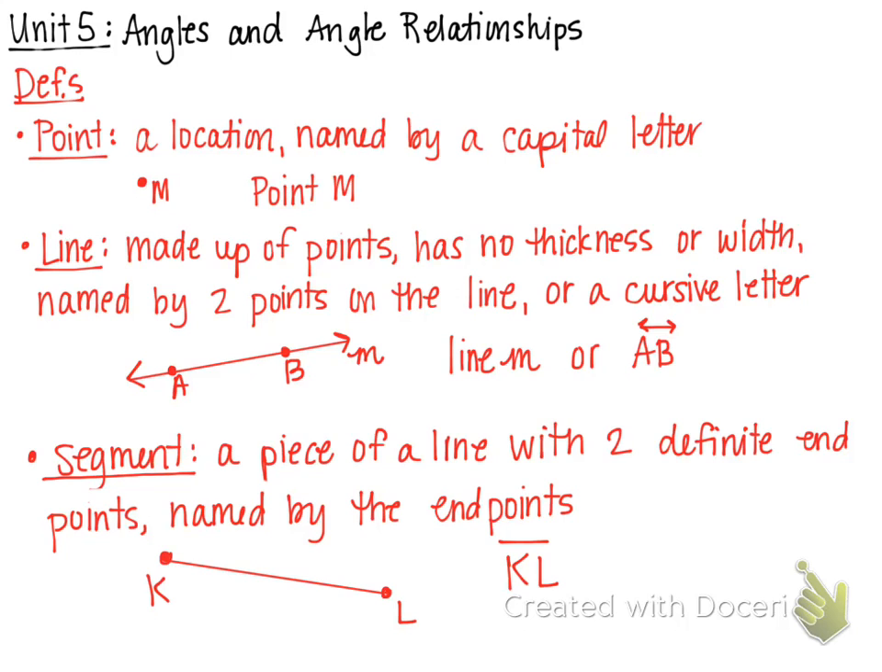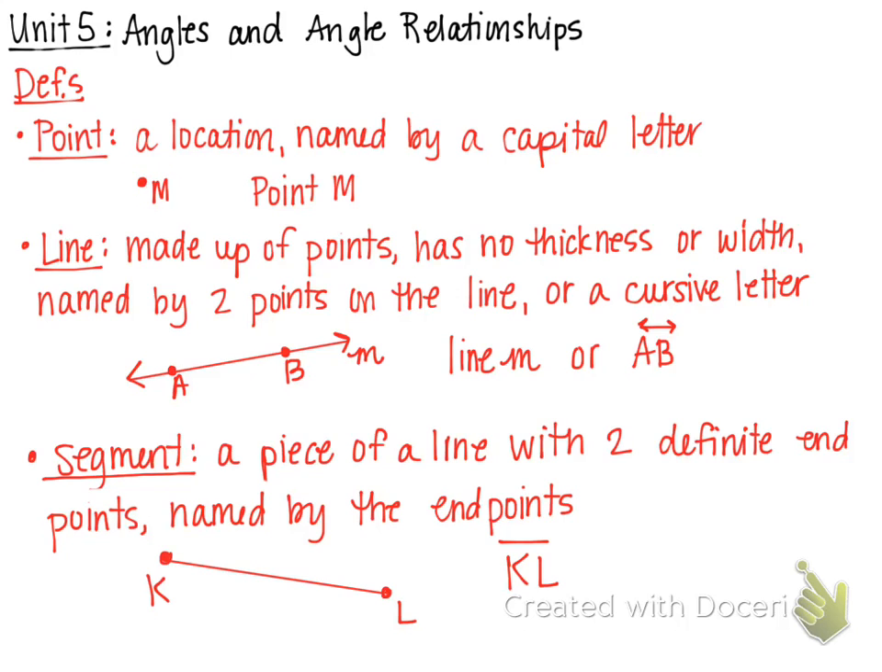Okay, so the first definition we need to talk about is a point. Now, a point is a location and is named by a capital letter. So what you'll see is a big fat dot with a capital letter next to it. And you say it as point M, and this is how you write it. You write point M. Some people literally put a point and then write the letter.